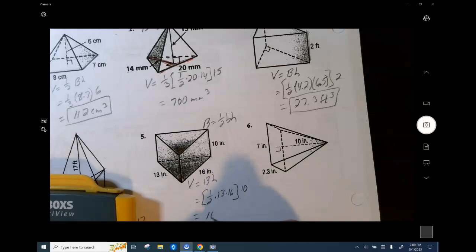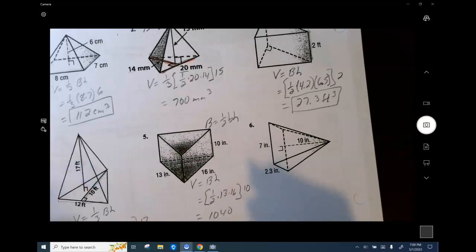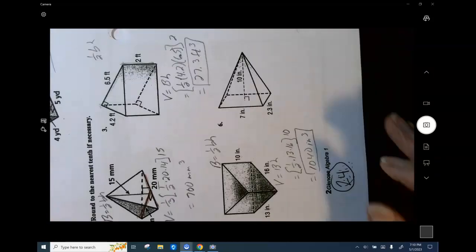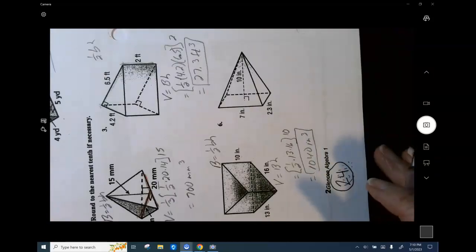And I got 1040. Seems a little high. Let's try that again. Nope. 1040. Okay, and that's inches cubed. Okay, oh, look at them being tricky. They put the pyramid on the side. Look at that. Okay, so if you ever have to do that, just turn your page sideways.